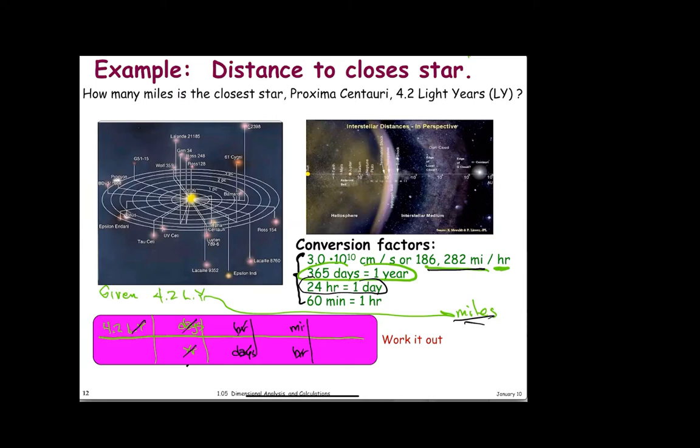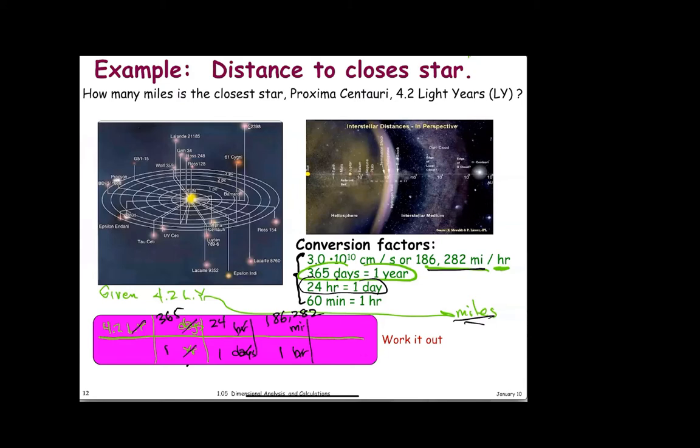Now, where do I put the numbers? The numbers go with the units. For 1 year, there's 365. For 24 hours, there's 1 day. And for 1,862,282 miles, there's 1 hour. All I've got to do now is the math.